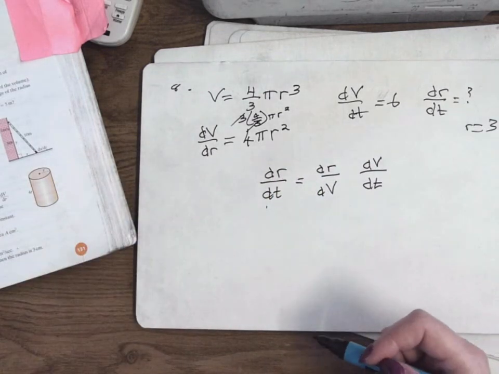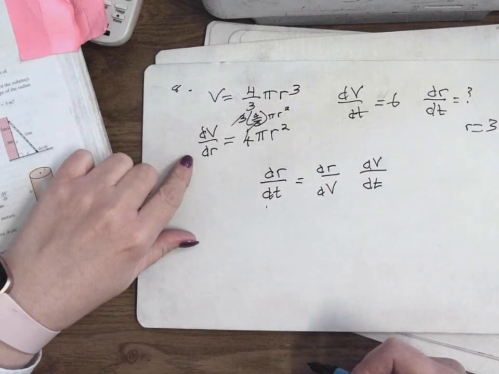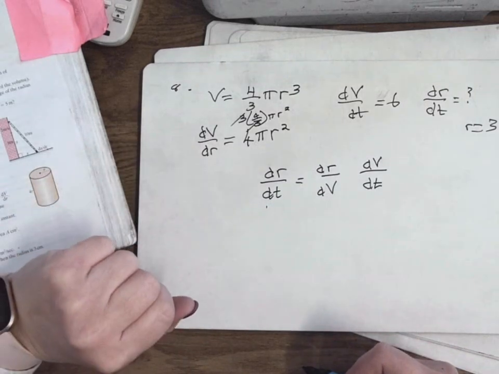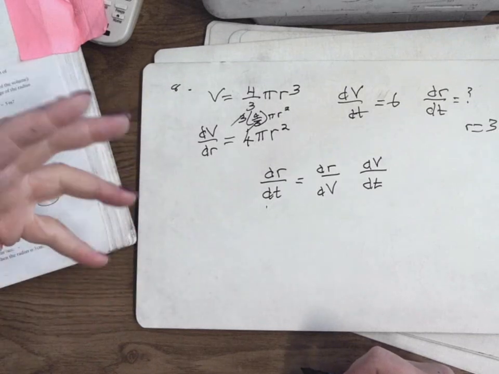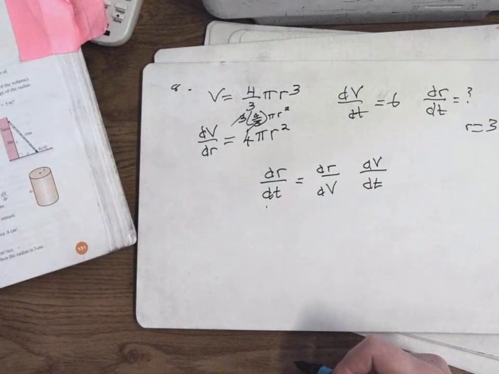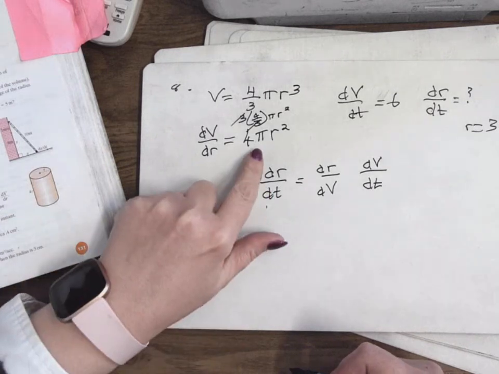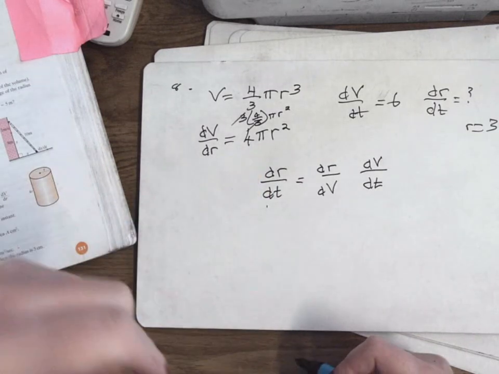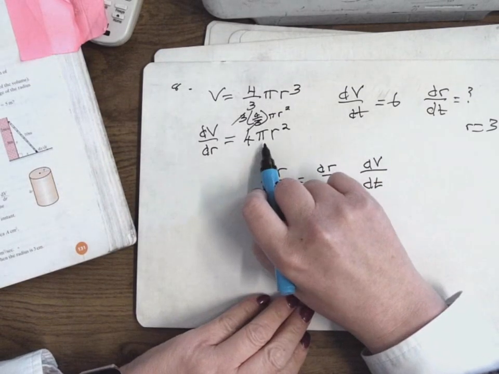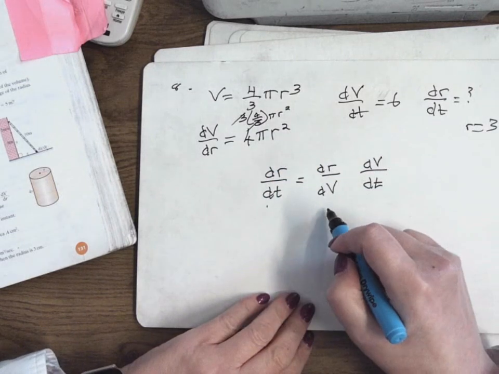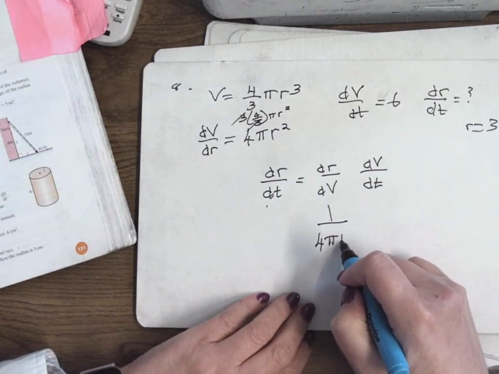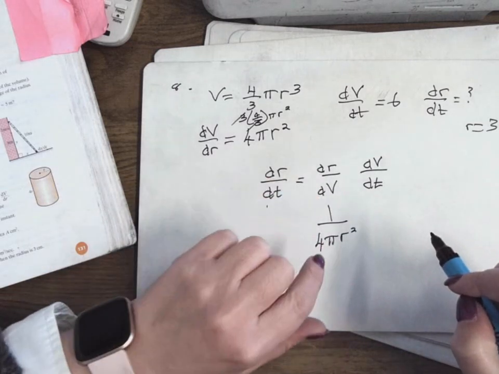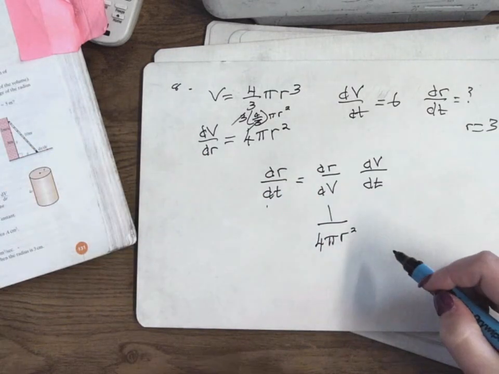I don't have dr dV. What do I have? I have dV dr, don't I? Well, how will I get dr dV? It's very similar to it, but it's upside down, isn't it? So what will I do? Turn that upside down. So instead of 4 pi r squared over 1, it's 1 over 4 pi r squared. So dr dV is just dV dr turned upside down.